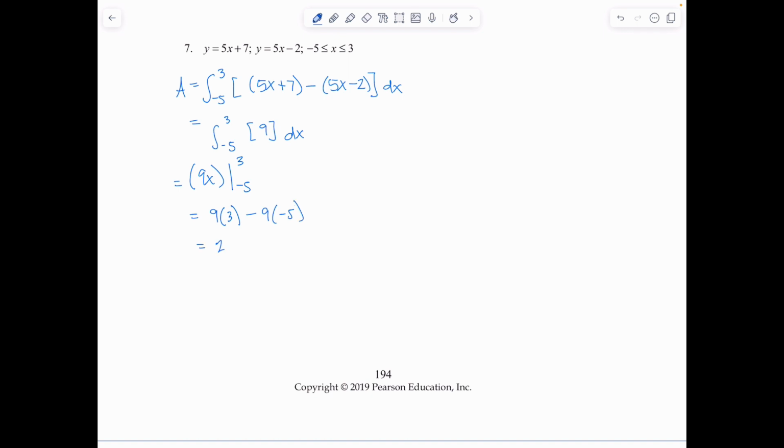Y equals 5x plus 7 and y equals 5x minus 2 on the interval from -5 to 3. Our area will be the integral of -5 to 3 of 5x plus 7 minus 5x minus 2 dx. And so we're looking at the integral -5 to 3 of 9 dx. Taking the antiderivative, we have 9x evaluated from -5 to 3. So we'll have 9 times 3 minus 9 times -5, which is 27 plus 45, an area of 72.